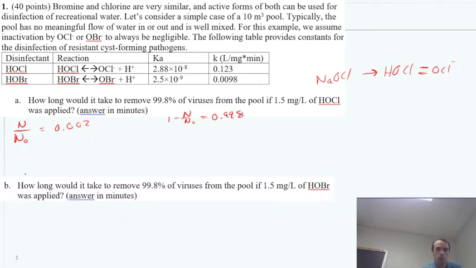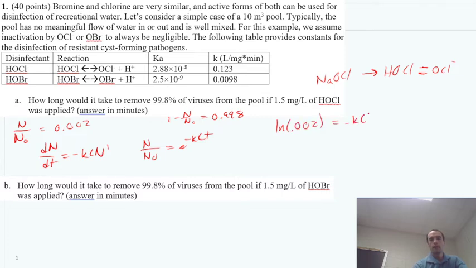Okay, so then we'll do our batch reaction dn dt. It's negative k c n to the 1 power. We can ultimately derive this to n over n naught equals e to the minus k c t. Okay, so then the question was how much time? We need to solve for time. So we just take the natural log of both sides. We'll have natural log 0.002 equals negative kct, and then we just need to take the 1.5 milligrams per liter.